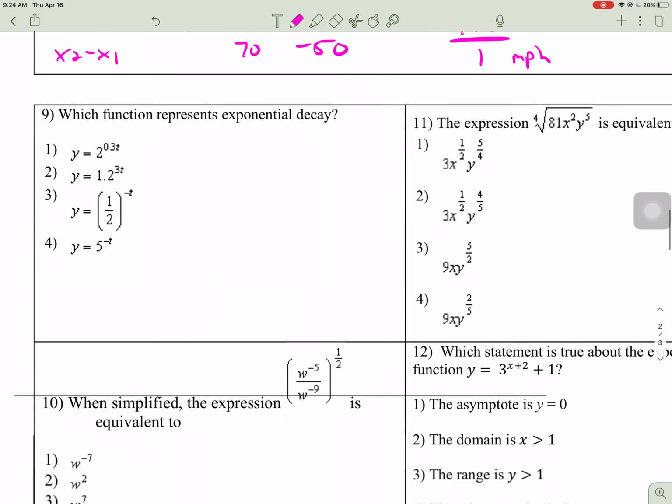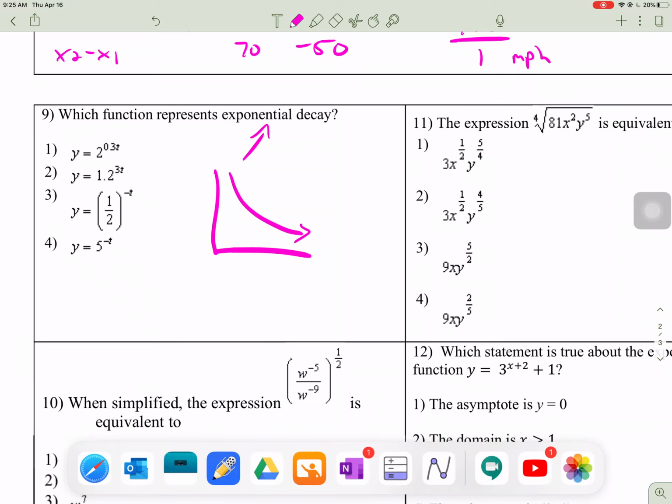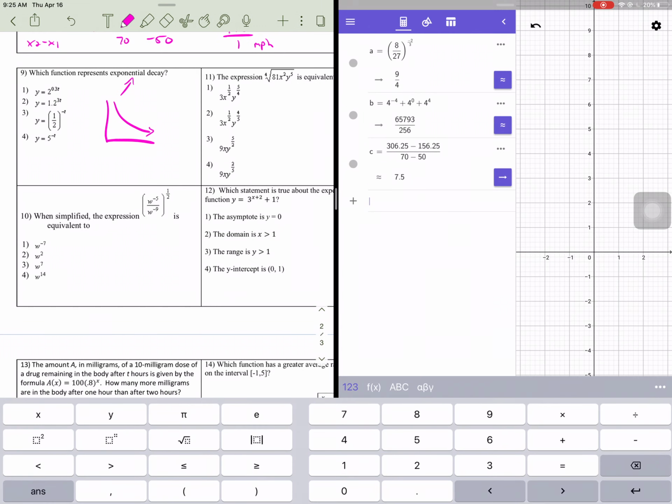All right, which of the following represents exponential decay? Exponential decay, we know the graph over time is going down. It looks like this, right? Now, usually, if the base is between 0 and 1, it is decay. So you might think it's choice 3, but you should always graph to make sure it is or is not. Let's see. 1/2 raised to the negative x, and that is not decay. So what is the answer? I think it ends up being 5 raised to the negative x. Yep, that's decay. So that's choice 4.